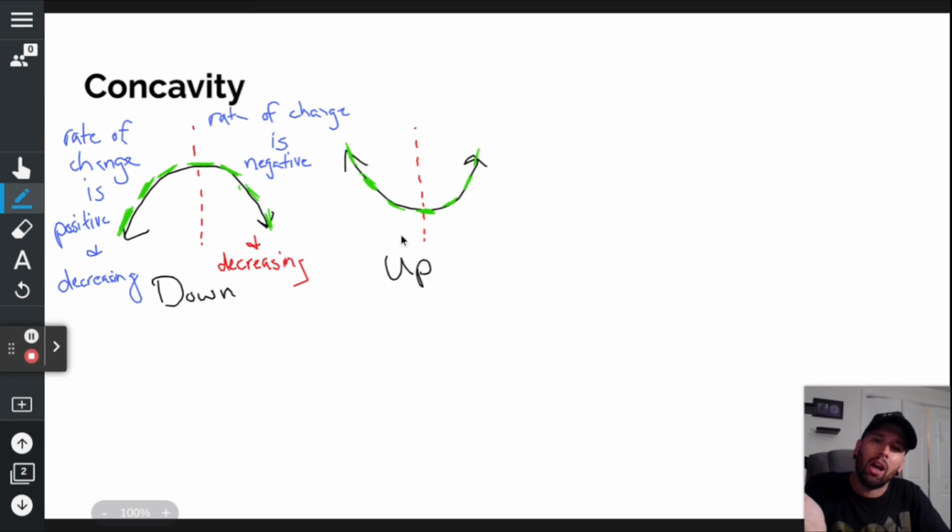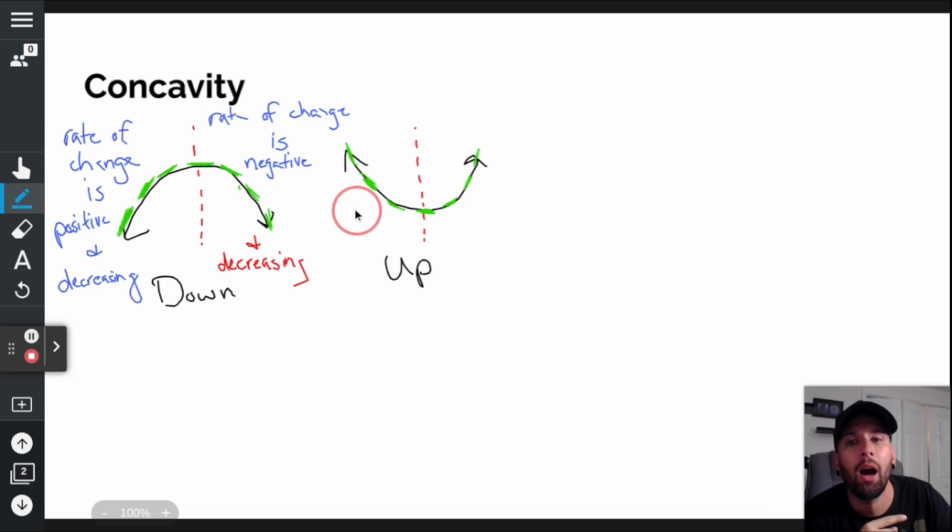So on the left side of concave up, I have a negative slope, which means my rate of change is negative. However, on the left side of concave up, I go from a slope of -4 to -3 to -2 to -1 to 0. My negatives are starting to approach 0, which means my rate of change for the left side of concave up is increasing. Ooh, that's different than what I've seen before.